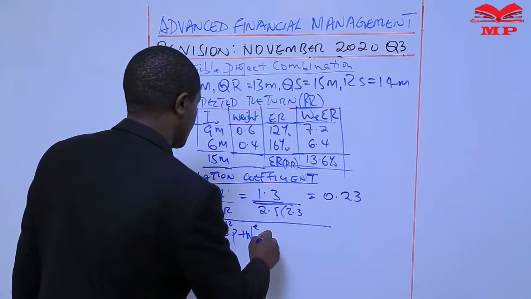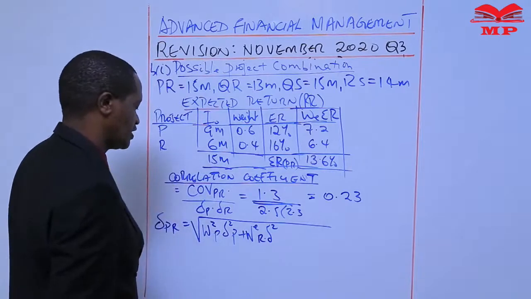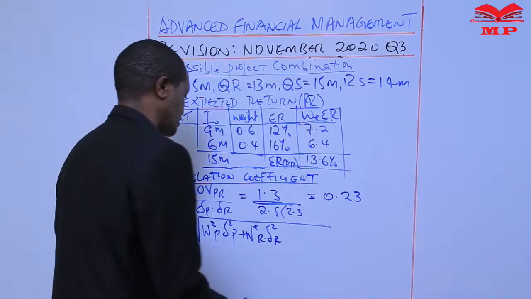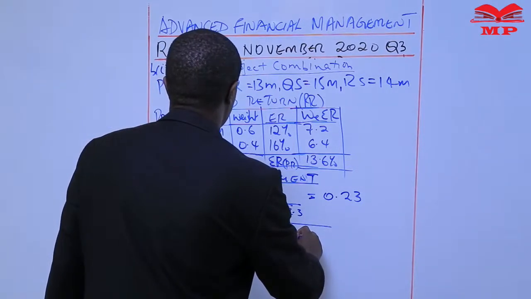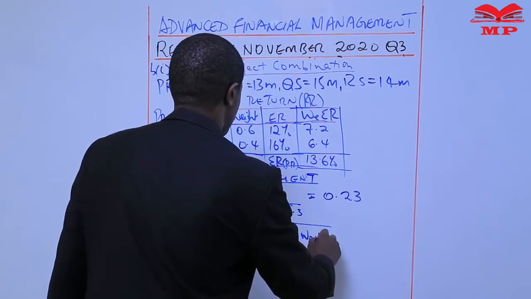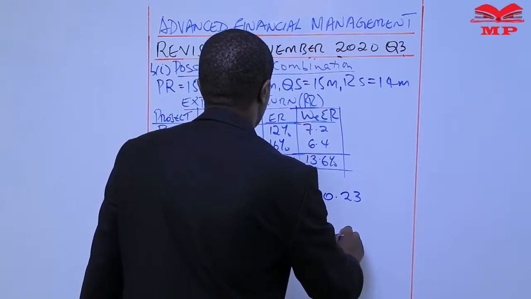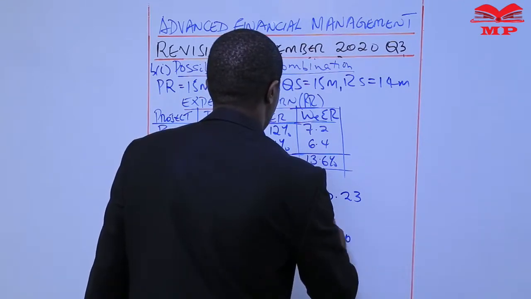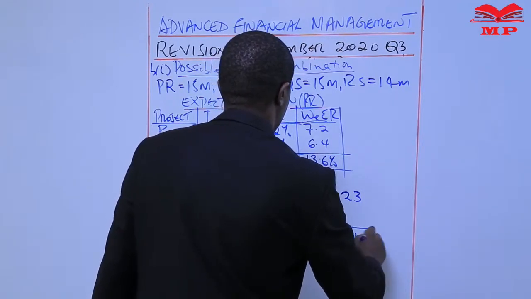We are going to multiply the standard deviation squared, this is just the variance, the variance of project R. Then, candidates, we add 2 times the weight of project P times the weight of project R, then we multiply by the covariance. This is the covariance of PR.